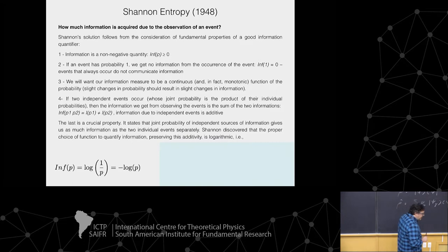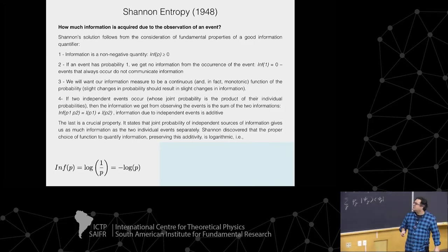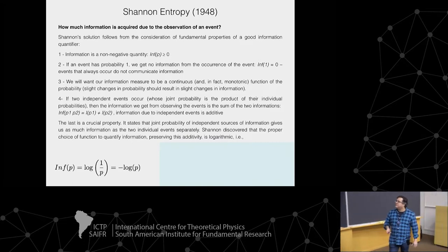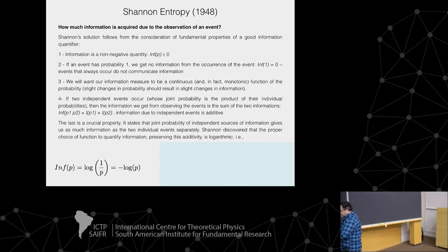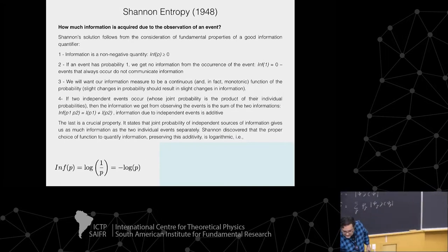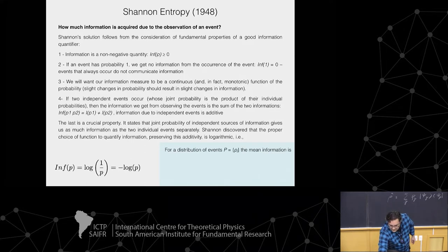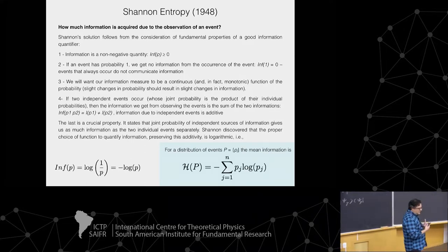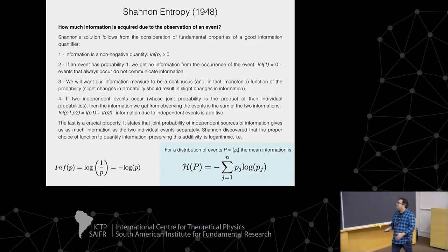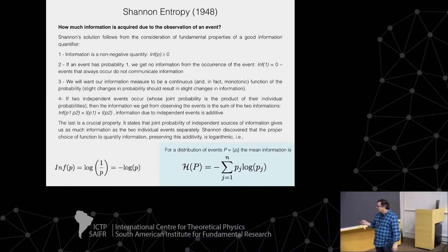And Shannon answered that question considering some general properties that a good measurement of information should satisfy. In the end, Shannon concluded that a good measurement of information could be a logarithmic function of the probability of that event happening. And then if you have a distribution of events, the amount of information that we will get will be the mean value of this logarithm. So this is known as Shannon entropy.